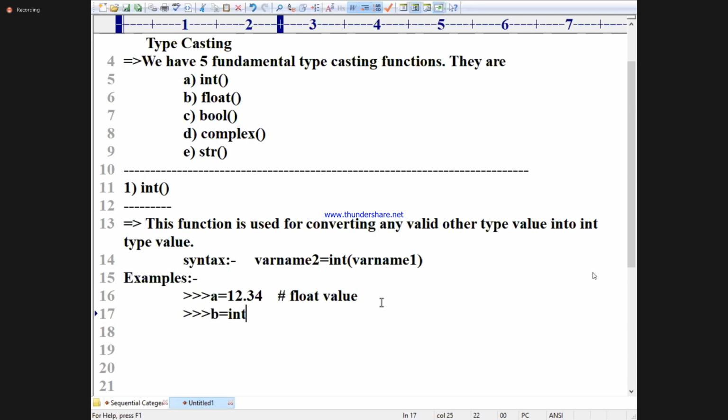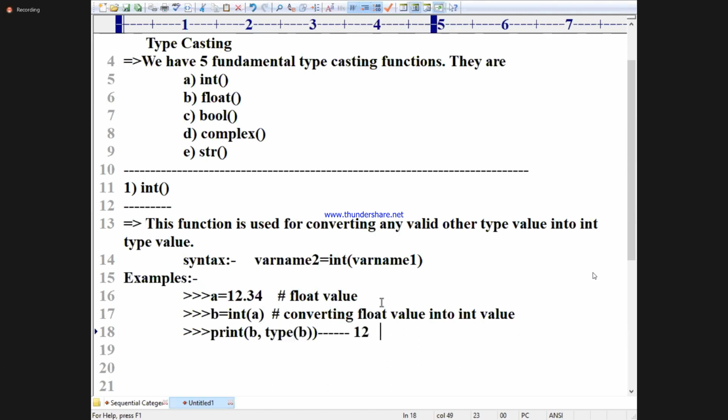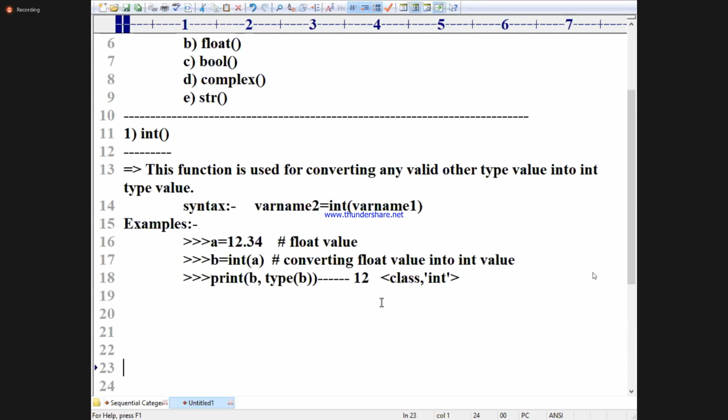B is equal to int of A. Here I am writing just for understanding: converting float value into int value. Print B comma type of B. The answer is 12, class int. B comma type of B, int. This is float conversion. Float to int conversion.